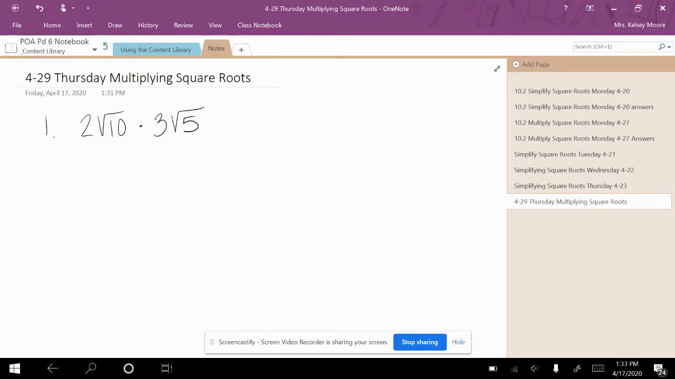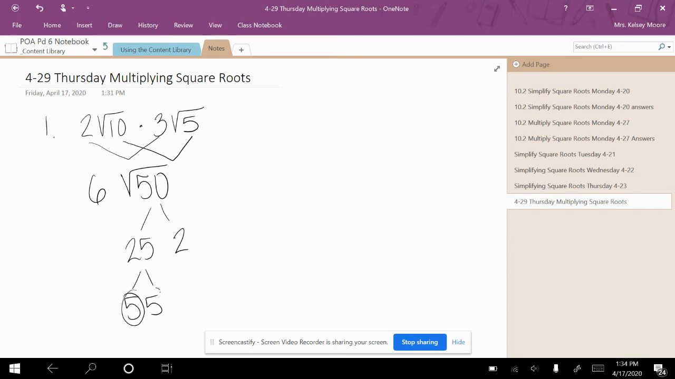So you want to multiply the 2 and the 3 together to get 6, and then multiply the 10 and the 5 together to get 50. From there, then you are just going to simplify like you have been doing. So to break apart the 50, I'm going to do 25 and 2. The 25 goes down to 5 and 5, and then I have the 2 left over.